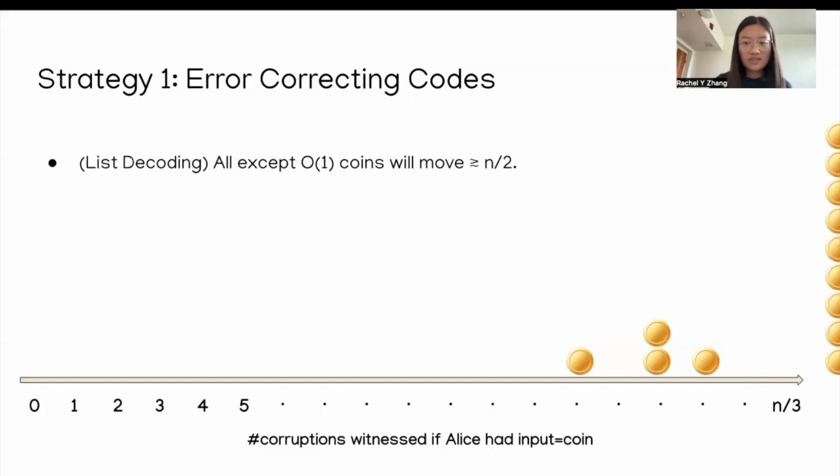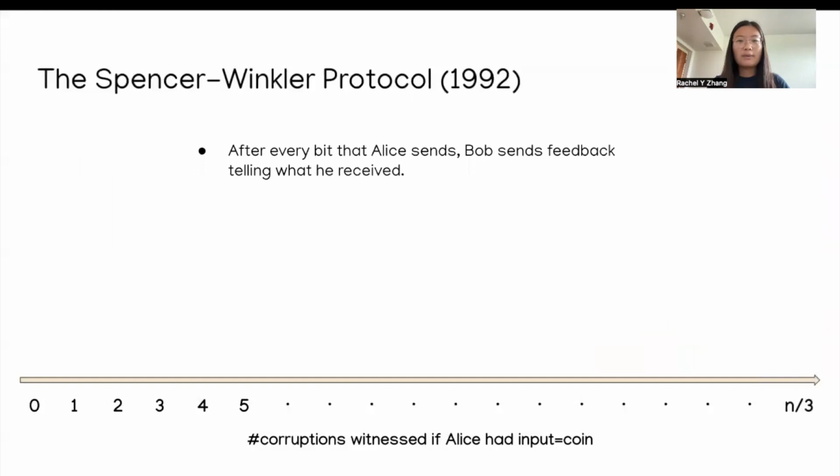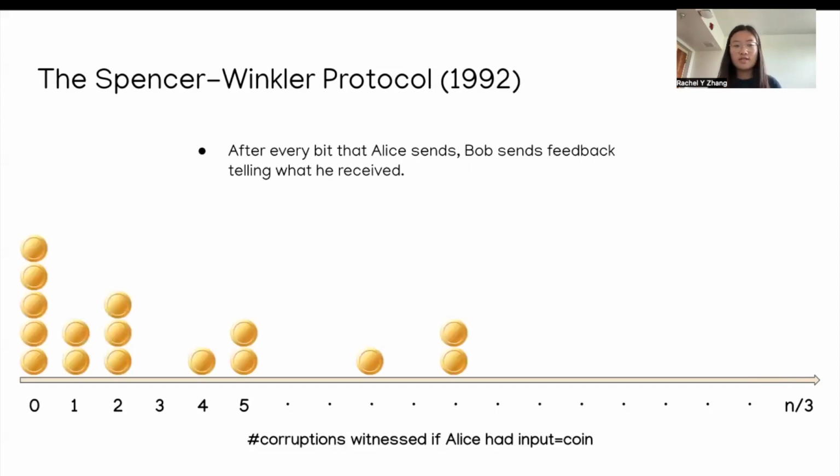This is precisely what is done in constructions of error correcting codes with feedback that achieve 1/3 error resilience. One example of such a protocol is the Spencer-Winkler protocol. Let me describe this protocol for you. In this protocol, after every bit that Alice sends, Bob is going to send feedback telling exactly what he received, so that Alice knows at every point in time exactly what sequence of bits Bob has and knows his state exactly. Suppose this is a configuration of coins after some time step.